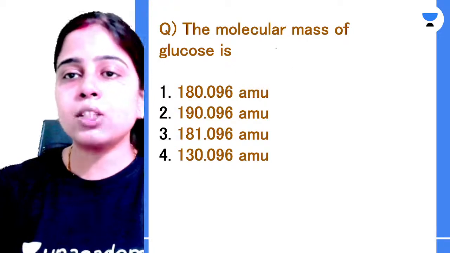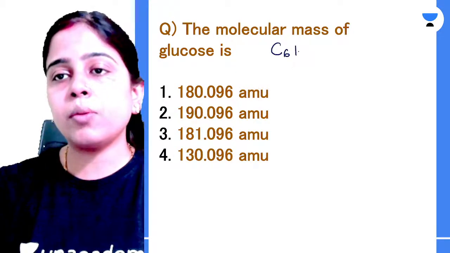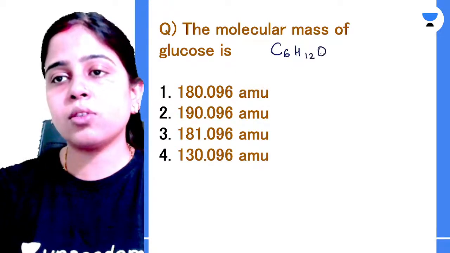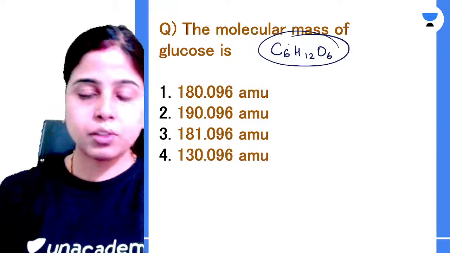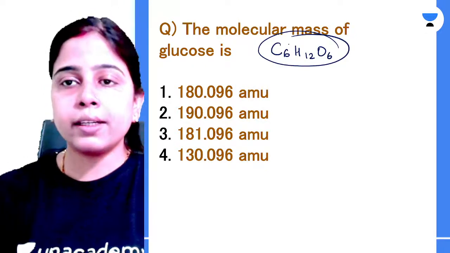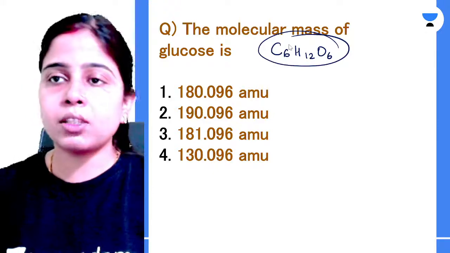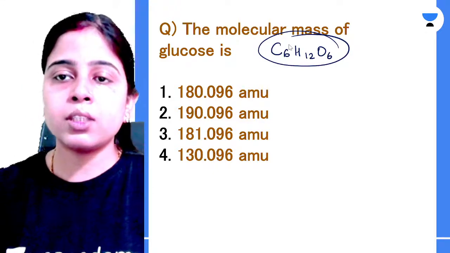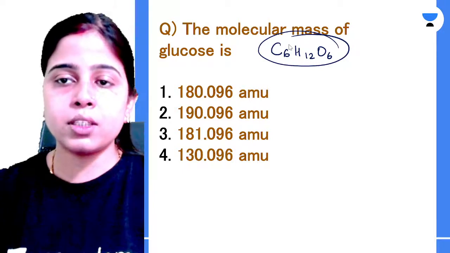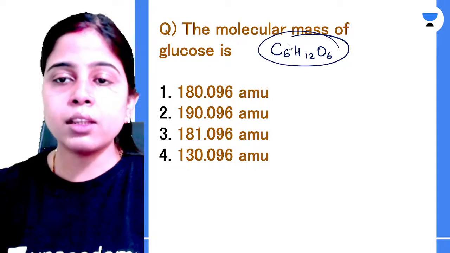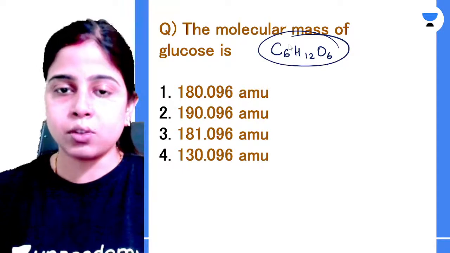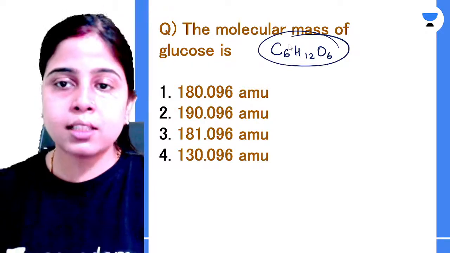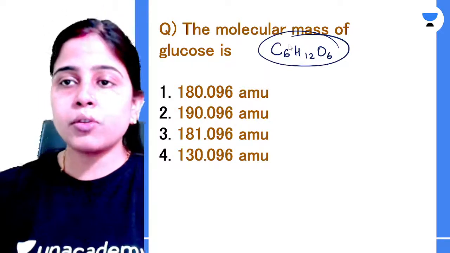The molecular mass of glucose. Glucose formula I am writing, C6H12O6. This is the formula for glucose. You all need to identify which is the correct molecular mass of glucose. Is it 180.096 AMU, 190.096 AMU, 181.096 AMU, or 130.096 AMU? So all of you please try and answer this. Yes, all of you try and calculate.